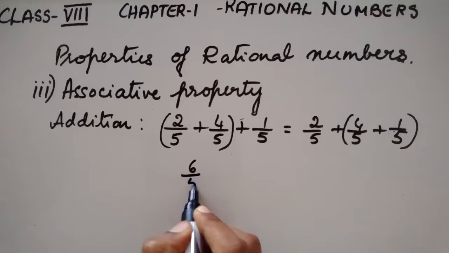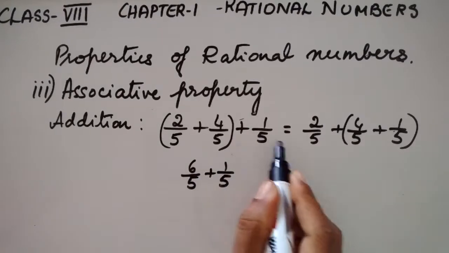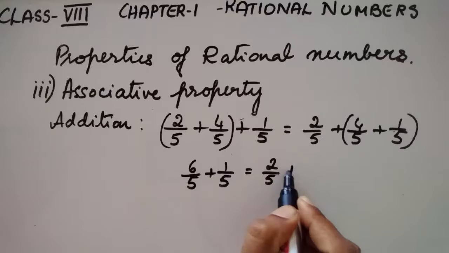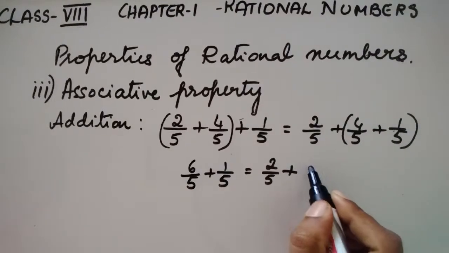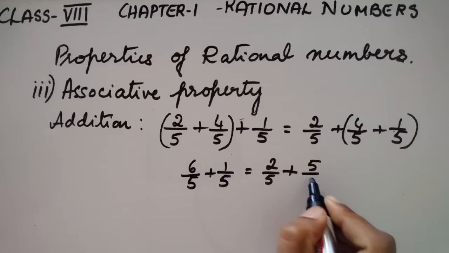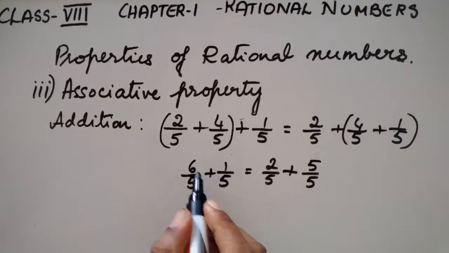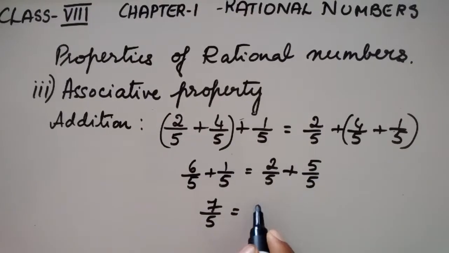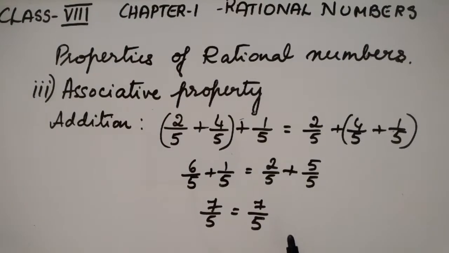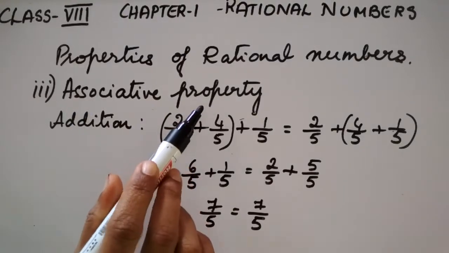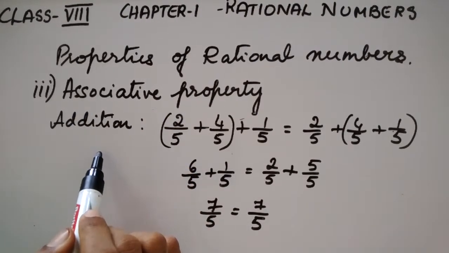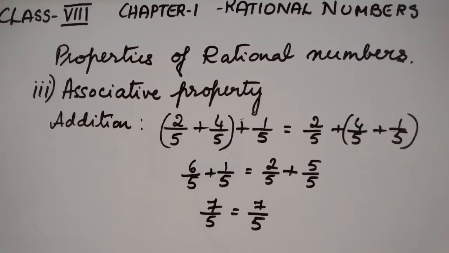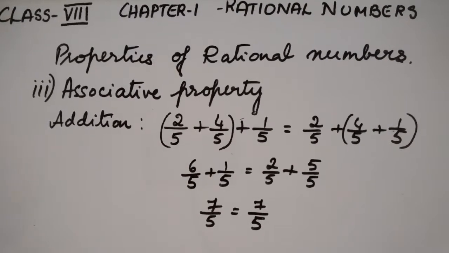You get 6 by 5 plus 1 by 5 is equal to 7 by 5, and we need to add these numbers inside the group, that is 5 divided by 5. So here 6 plus 1, 7 by 5 is equal to 5 plus 7 by 5. So we can say that associative property is applicable for addition of the rational numbers. So next let us check the subtraction.